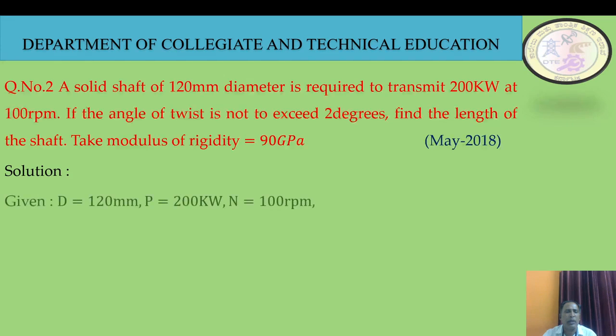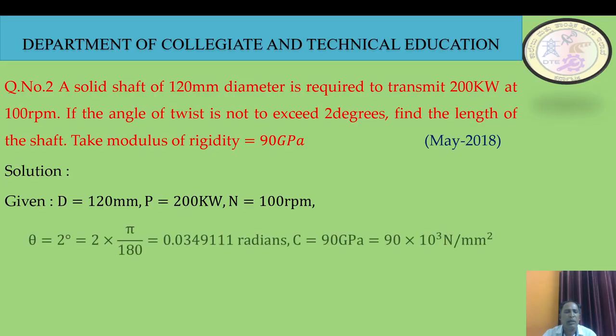First write down the given data. D is equal to 120 mm, P is 200 kilowatt, N is 100 rpm and theta is 2 degree. Convert that degree into radians just by multiplying by pi by 180. So theta will be 0.0349111 radians and C is 90 GPa, that is equal to 90 into 10 raised to 3 Newton per mm square. As G is nothing but 10 raised to 9 and Pa is nothing but 1 Newton per meter square, convert that Newton per meter square into Newton per mm square. Therefore 10 raised to 9 by 10 raised to 6 will be 10 raised to 3 Newton per mm square.